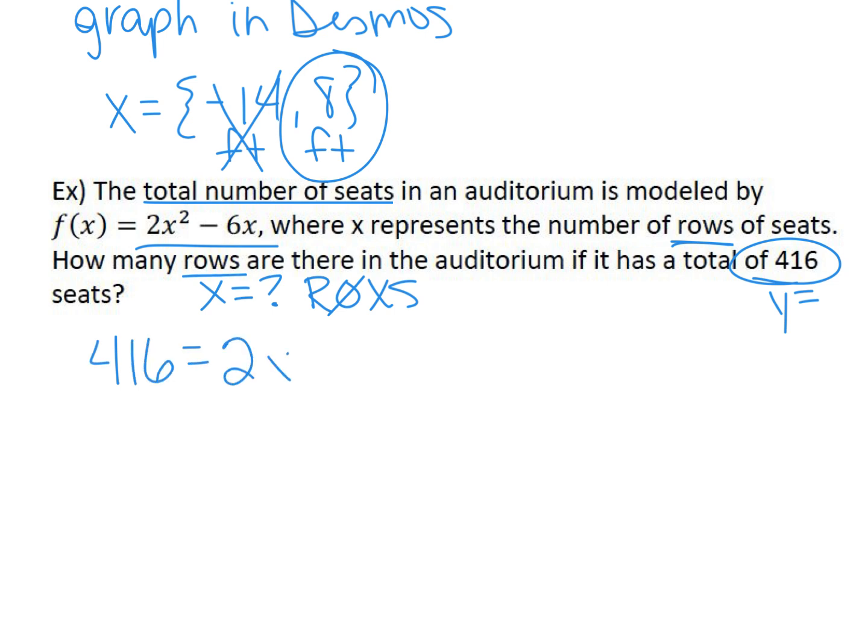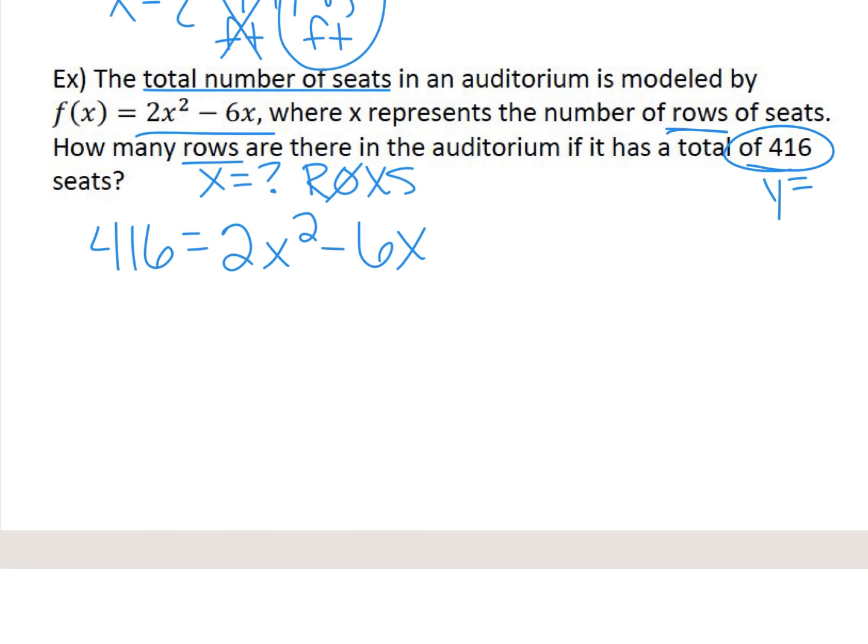So if I set this up and I plug my 416 in, what do you notice? Can I graph this? What do I have to do before I can graph this? Yeah, I need to move. I need to subtract this 416 and put all my numbers on the same side because remember, it needs to be equal to 0. Now, you can go into Desmos and graph this. So I'm going to give you a minute to do that. Make sure you graph 416. I forgot to put a number when I transferred it over. I apologize.